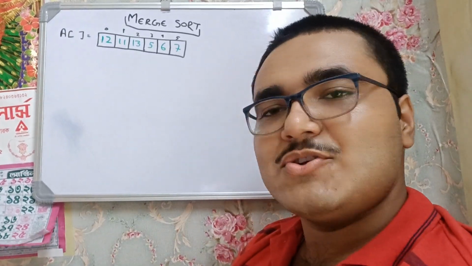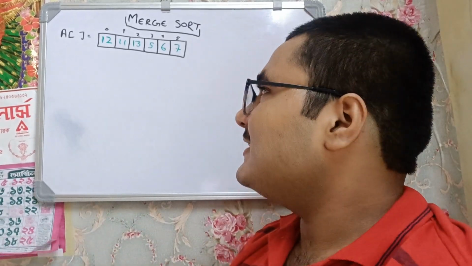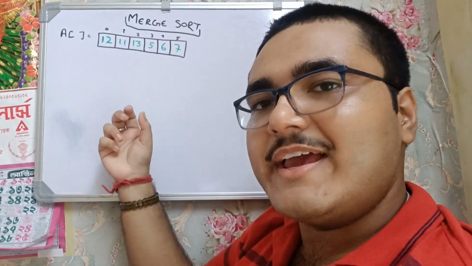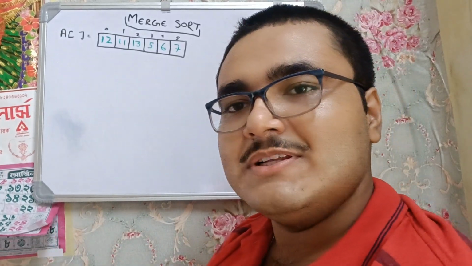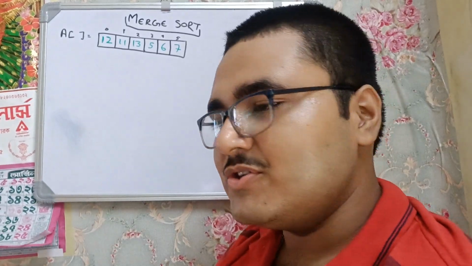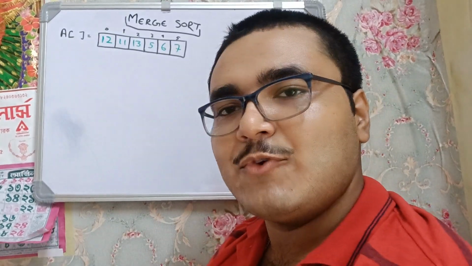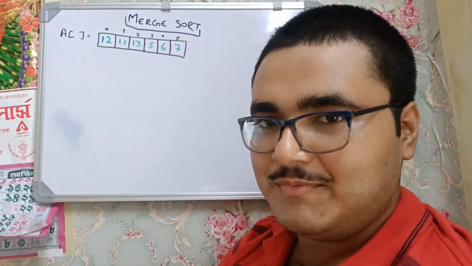So merge sort is, first of all, a sorting technique. So what will it do? It will accept an array and arrange it in ascending order. That is what we have seen in the case of bubble sort, selection sort and insertion sort. Those are the sorting techniques which follow a time complexity of big O of n square, and they don't follow any kind of divide and conquer algorithm.